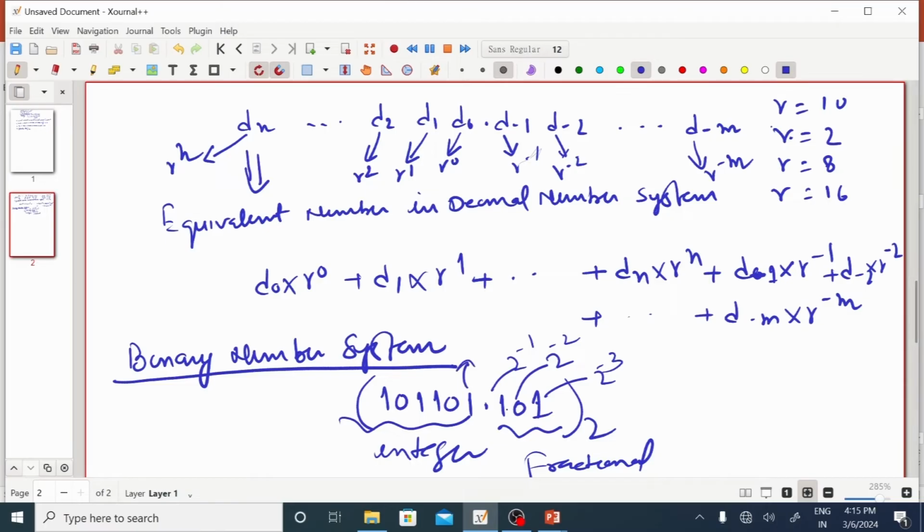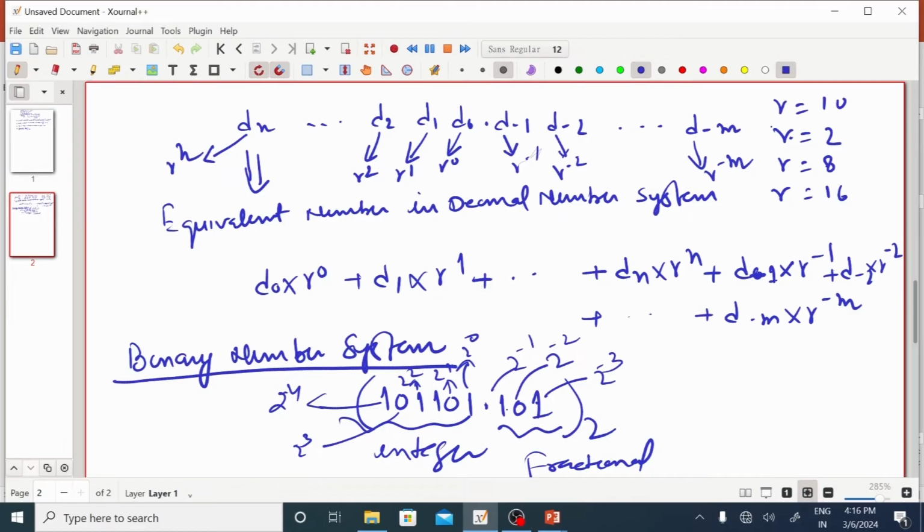meaning this is multiplied by base to the power 0, that is 2 to the power 0. This is multiplied by 2 to the power 1, this is 2 to the power 2, then 2 to the power 3, then 2 to the power 4. How many digits are in the integer portion? There are 6 digits, 6 bits. In the binary number system, 0 and 1 are called bits, and similarly in the decimal number system we use 10 digits, 0 to 9, that are simply called digits.